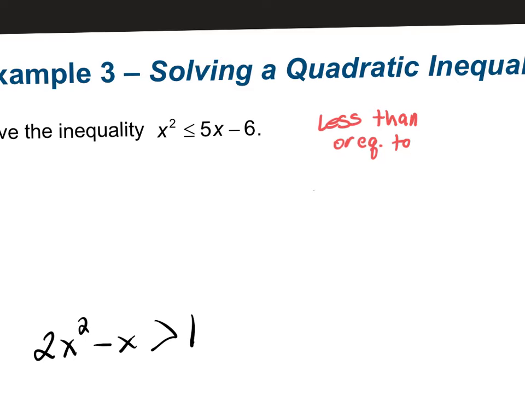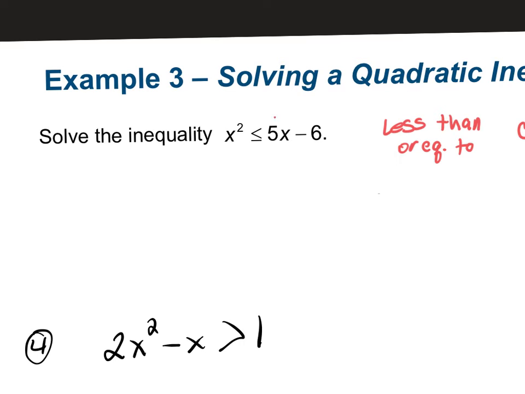And what kind of a dot are you going to have at what we call critical points? What kind of dots are you going to have? Closed. How do you know they're closed? Because of the equals to, okay? Now, once you identify that, you just treat this like it's an equation. If I was going to solve this, I would move 5x over, and I'd move the negative 6, correct? So we got x squared becomes minus 5x plus 6, and we'll set equal to 0.